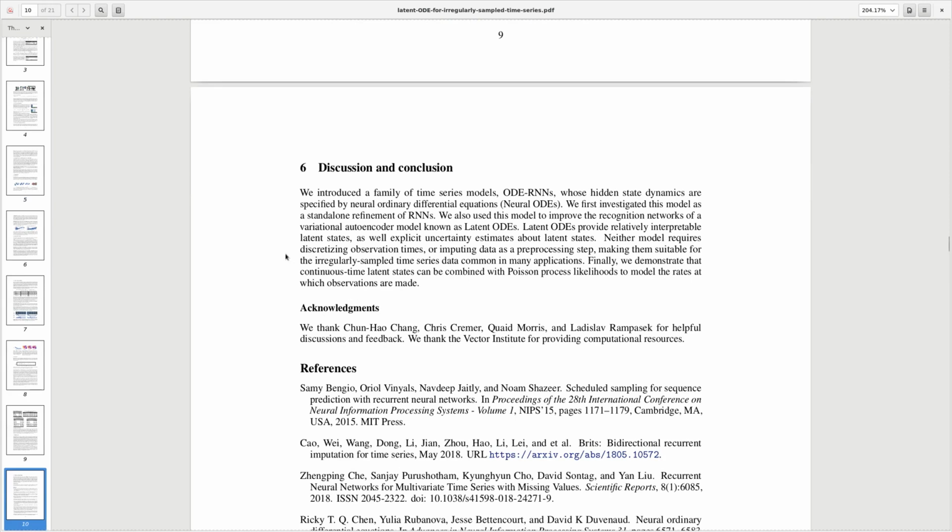We introduce a family of time series models, ODE-RNNs, where hidden state dynamics are specified by neural ordinary differential equations, neural ODEs. We first investigate this model as a standalone refinement of RNNs. We also use this model to improve the recognition networks of a variational autoencoder model known as latent ODEs. Latent ODEs provide relatively interpretable latent states as well as explicit uncertainty estimates about the latent states. Neither model requires discretizing observation times or imputing data as a preprocessing step, making them suitable for irregularly sampled time series data common in many applications. Finally, we demonstrated continuous latent variable states can be combined with a Poisson process likelihood to model the rates at which observations are made.